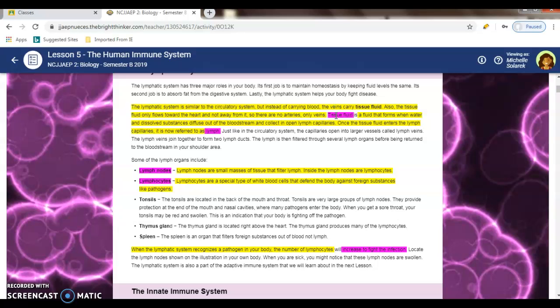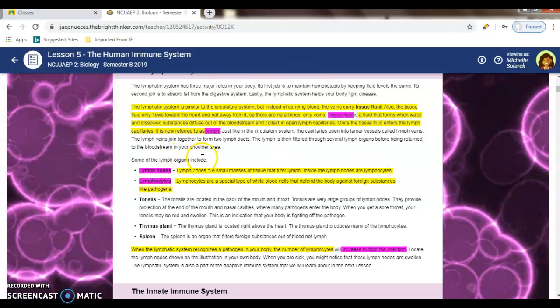And then for tissue fluid, it is a fluid that forms when water and dissolved substances diffuse out of the bloodstream and collects in open lymph capillaries. Once the tissue fluid enters the lymph capillaries, it is now referred to as lymph. So, also continuing with the lymphatic system, the capillaries open to large vessels called lymph veins. These lymph veins join together and form 2 lymph ducts, and they're filtered into several lymph organs before being returned into the bloodstream in your shoulder area.